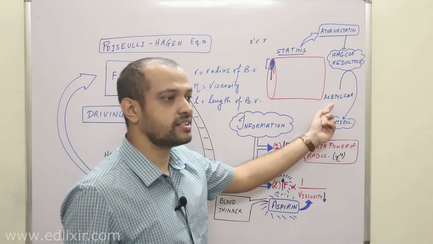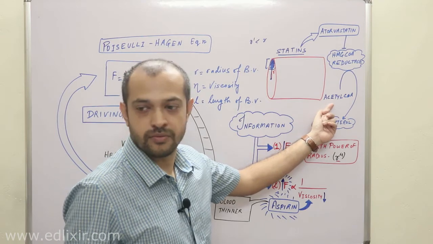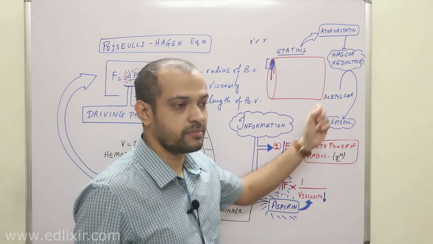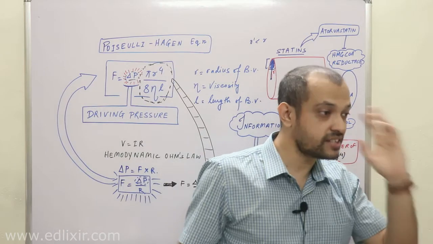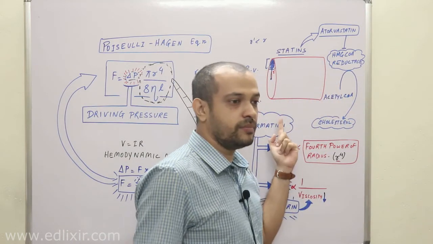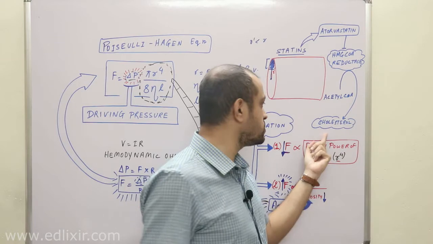Now from where does the TCA cycle start? From pyruvate. From where does pyruvate come? Glycolysis. That means if you take more glucose, there is a high chance that you are actually converting that glucose into cholesterol.